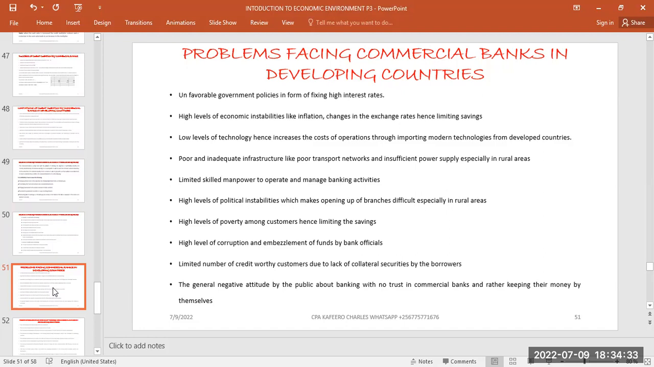Then we have a limited number of creditworthy customers. That's a challenge. Why? Because they don't have collateral security. When someone is poor, where does that person get the collateral security that is going to be used to guarantee the provision of financial assistance? Then the last one we can talk about is the negative attitude by the public towards banking. That's what I spoke about.